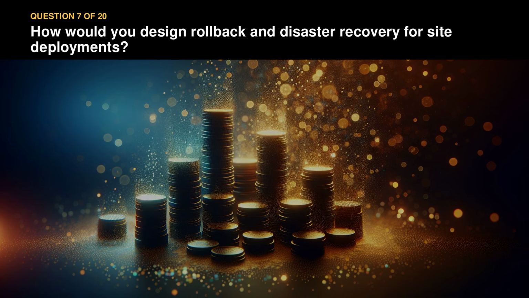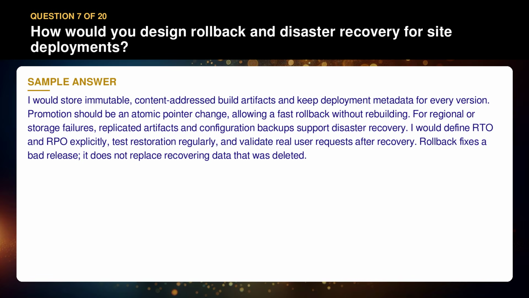Question 7. How would you design rollback and disaster recovery for site deployments? I would store immutable, content-addressed build artifacts and keep deployment metadata for every version. Promotion should be an atomic pointer change, allowing a fast rollback without rebuilding. For regional or storage failures, replicated artifacts and configuration backups support disaster recovery.